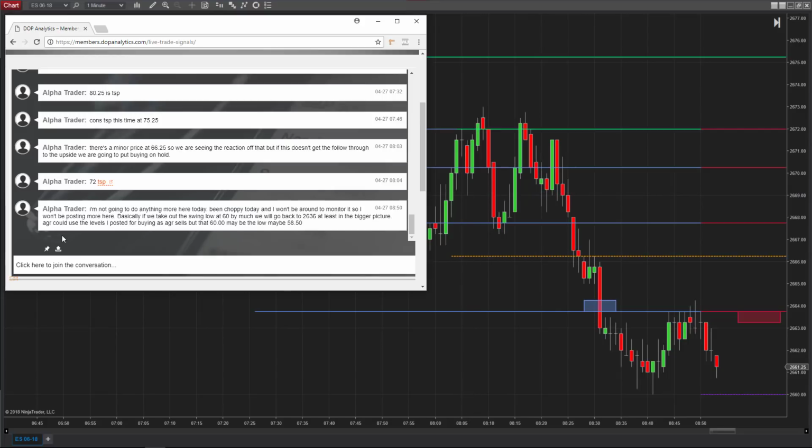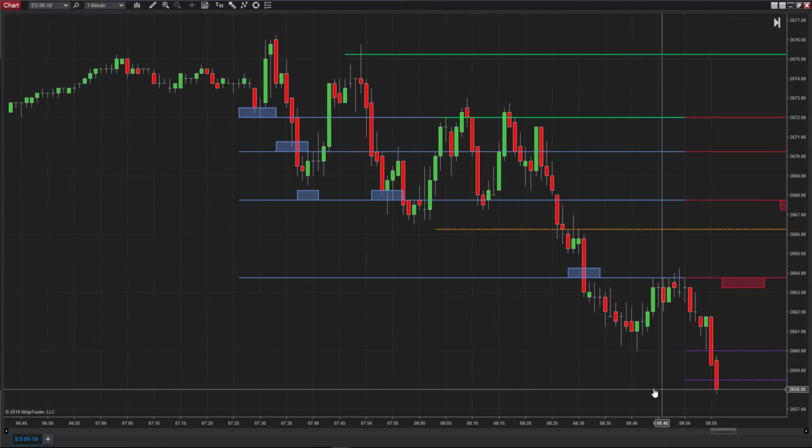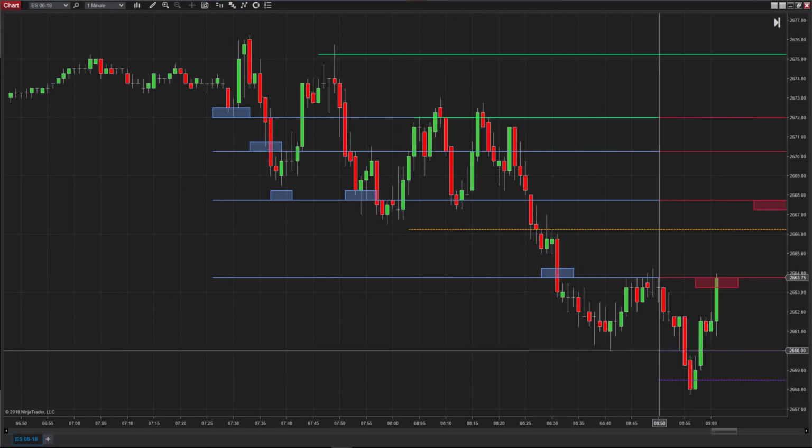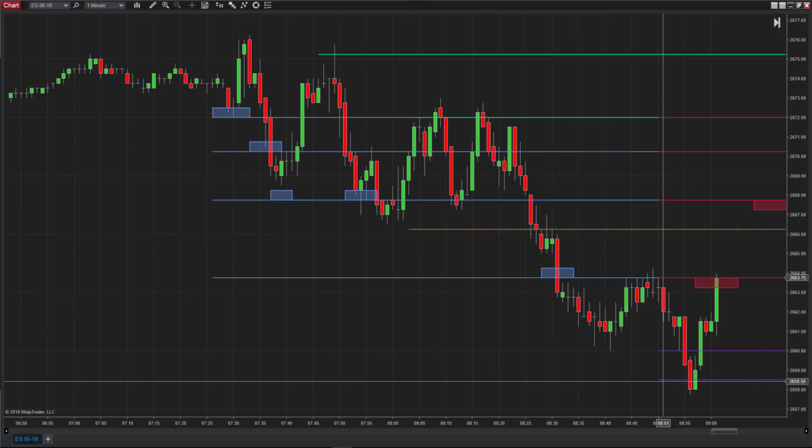Okay? So if you want to be aggressive, you could use the exact same levels that were posted for buying. So all these levels that are blue that we were buying at, you can now use them for selling. Okay, and then the last comment here, that 60 may be the low and maybe 58.5. So you're going to see a couple purple lines here. So at 60 and then 58.5, it might be the low.